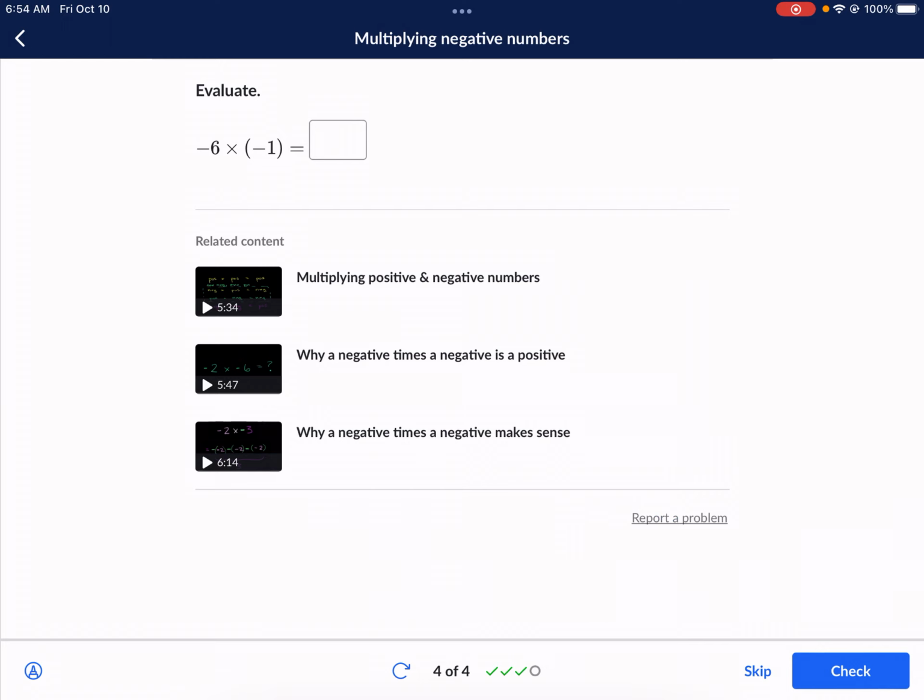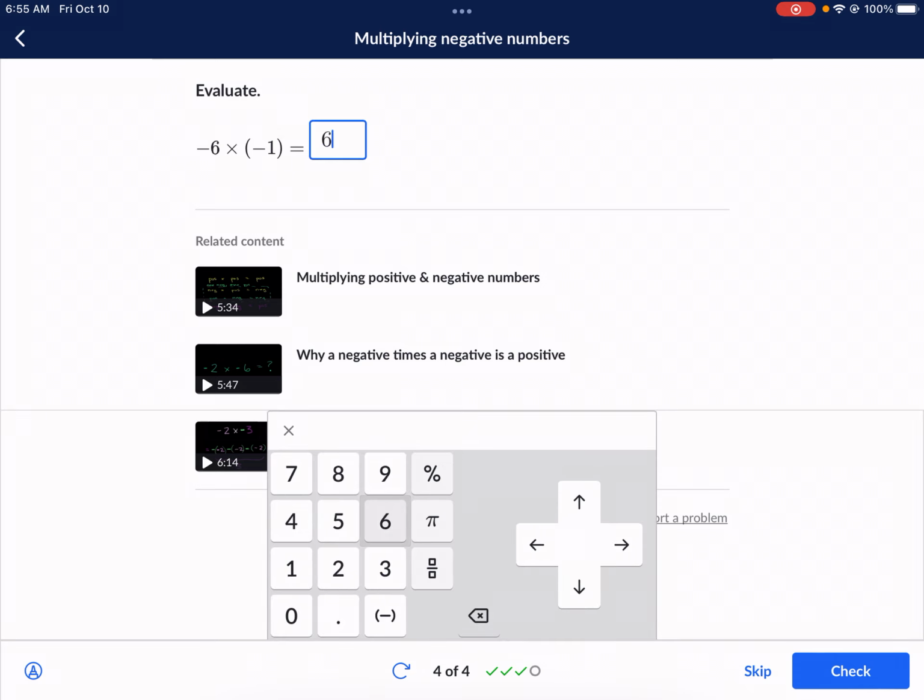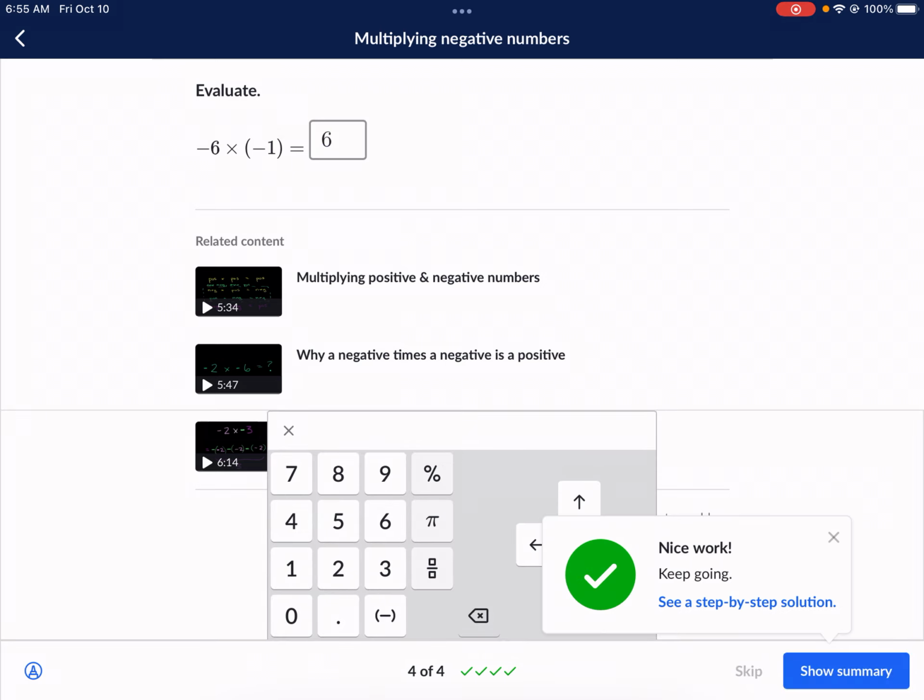So here's our last one. A negative times a negative. It's like we're taking away a negative. If you take away a negative, it becomes positive. 6 times 1 is positive 6. So that's all there is to it.